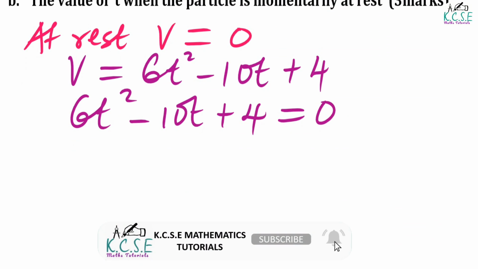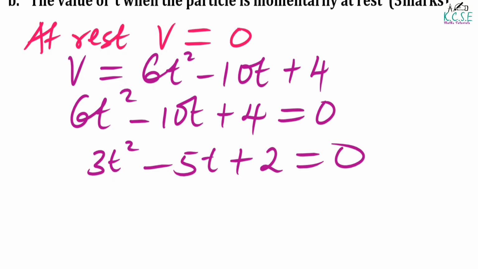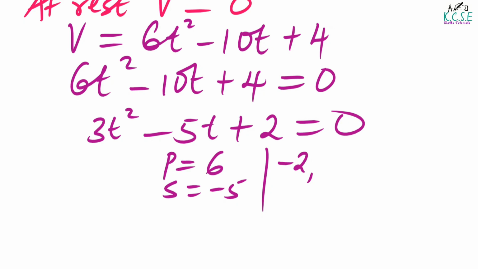This is a quadratic equation, so we can simplify it. We can divide everything by 2, and this will give 3t squared minus 5t plus 2 is equal to 0. We can solve this using the factorization method. Look for two numbers whose product is 6 and whose sum is negative 5. And these numbers are negative 2 and negative 3.